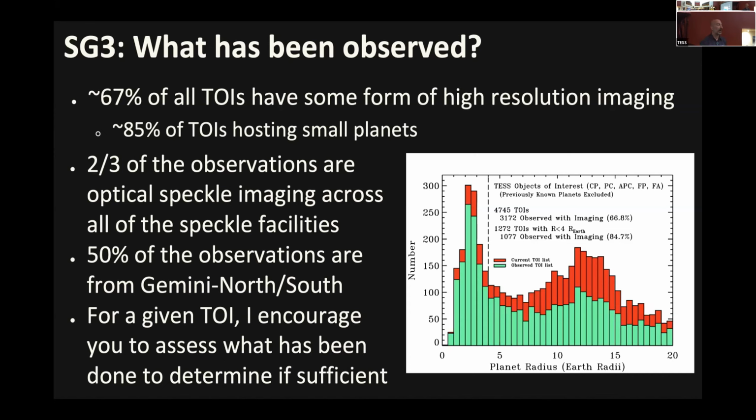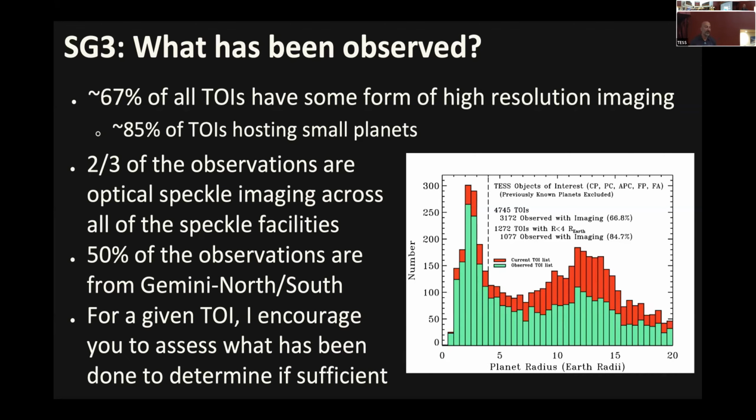And if you look at systems with small planets, so systems that have planets of four Earth radii or smaller, that fraction is something like 85%. The group has done a really remarkable job to do this.